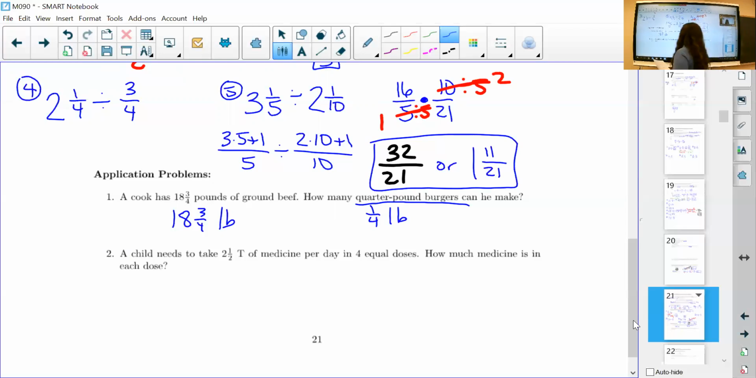And number 2, we have 2½ tablespoons of medicine in 4 doses. We need to figure out how much medicine is in each dose. Again, we're putting these into 4 equal pieces. Again, this is division. And again, remember your units.